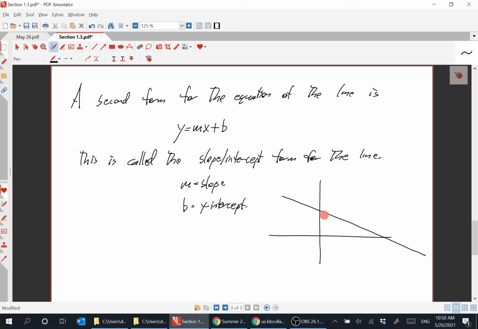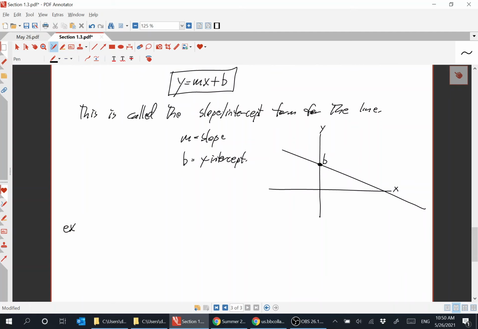So it'll look something like this. So right here is b on the y-axis. Again, this is the x-axis, that's the y-axis. And this point b right here is the y-intercept. And that shows up in this form for the equation of the line.